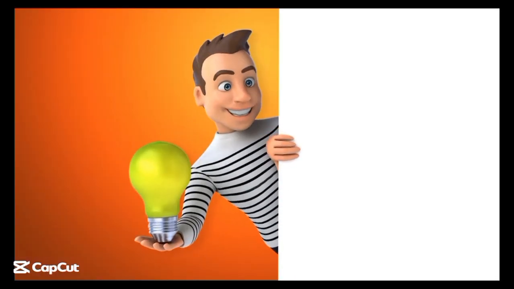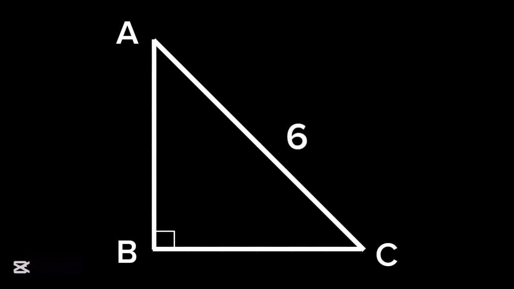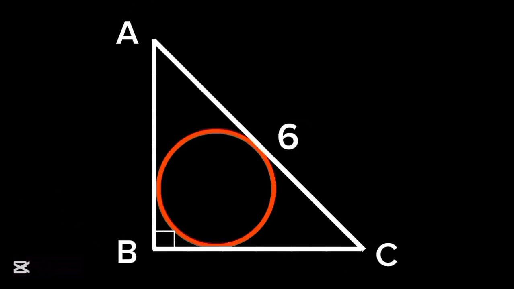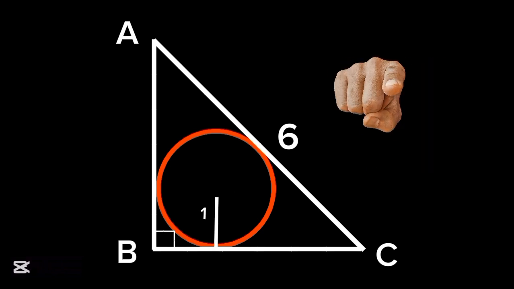Here's a fun geometry challenge for you. A right triangle has a hypotenuse of 6 meters, and a circle is perfectly inscribed within it, touching all 3 sides. The radius of the circle is 1 meter. Can you figure out the area of the triangle?